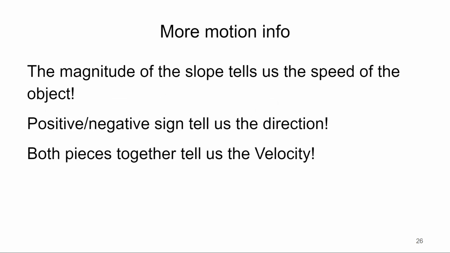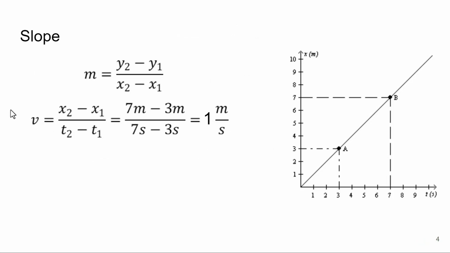So the magnitude of the slope will tell us the speed of the object. The positive and negative sign tells us the direction of the object, while both pieces together tell us the velocity. If we go back to our Algebra 1 skills that we hopefully remember, we can find the slope of a graph by finding the change in the y divided by the change in the x-axis, rise over run.